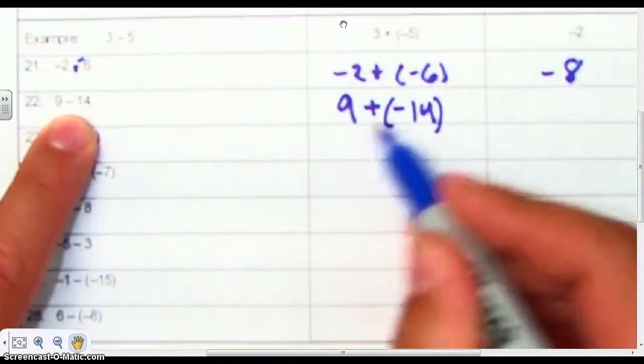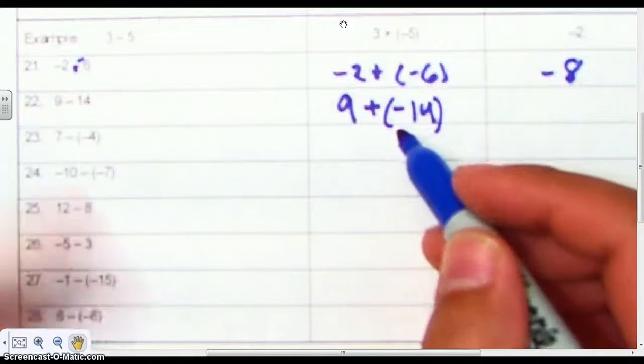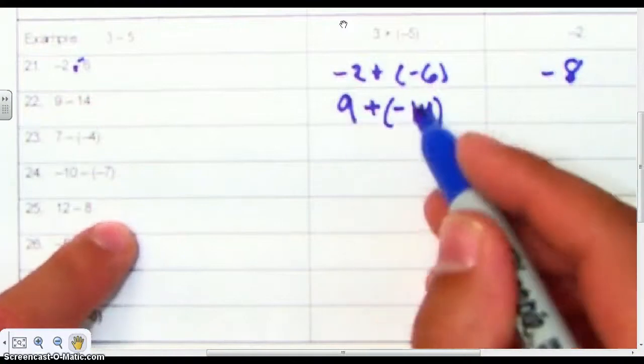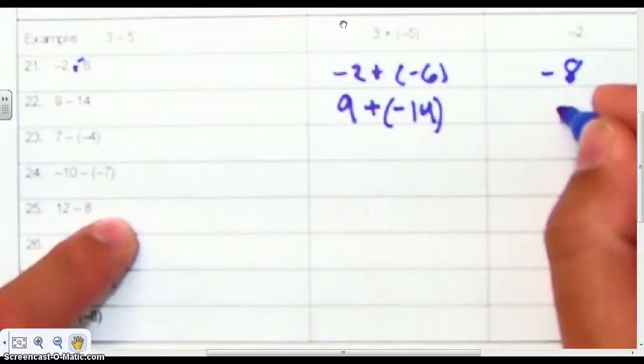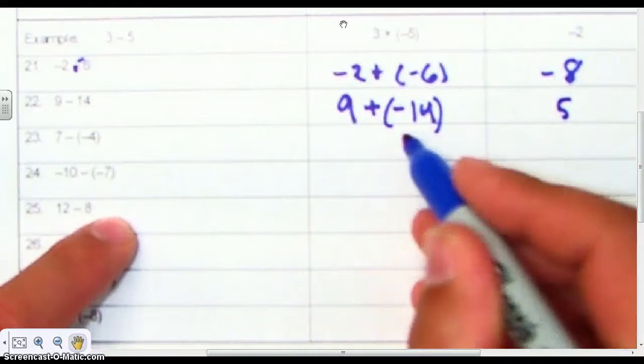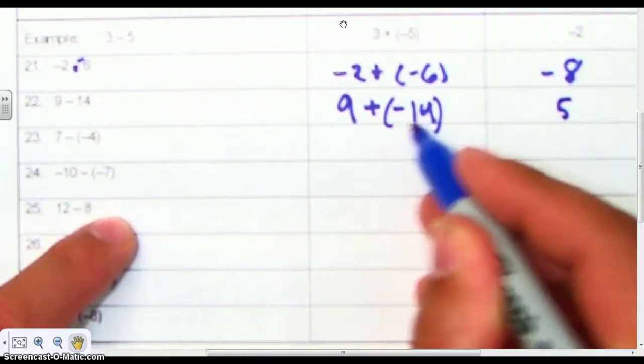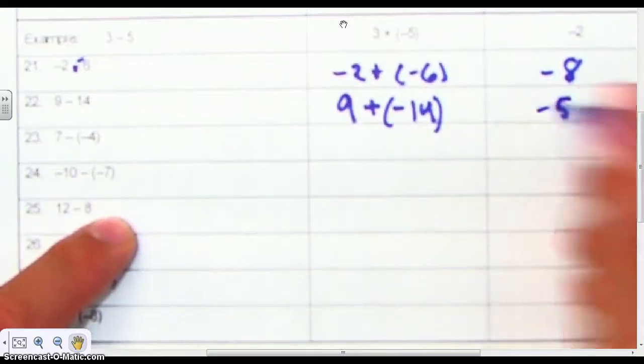The signs are different, so remember if we were using chips, we'd have 0 pairs to take out, so we have to subtract the 0 pairs. 14 minus 9 is 5, and the negative number's absolute value is bigger. There'd be more negative chips, so it's a negative 5.